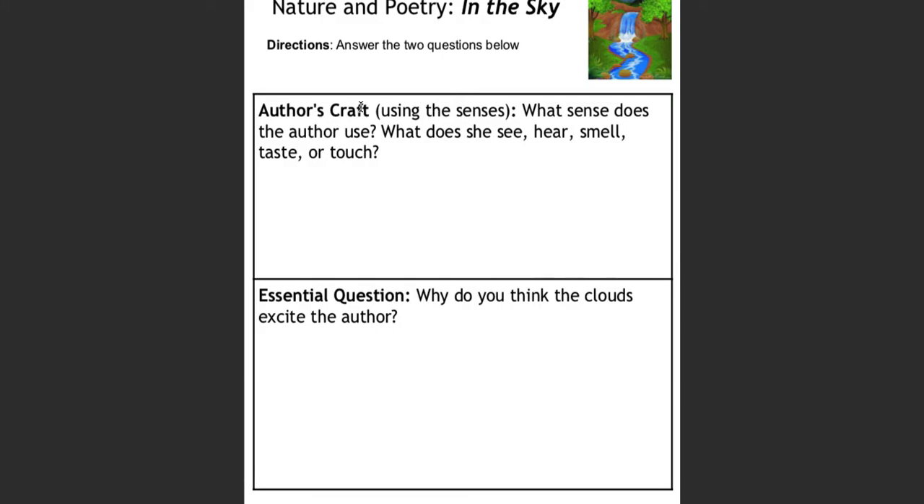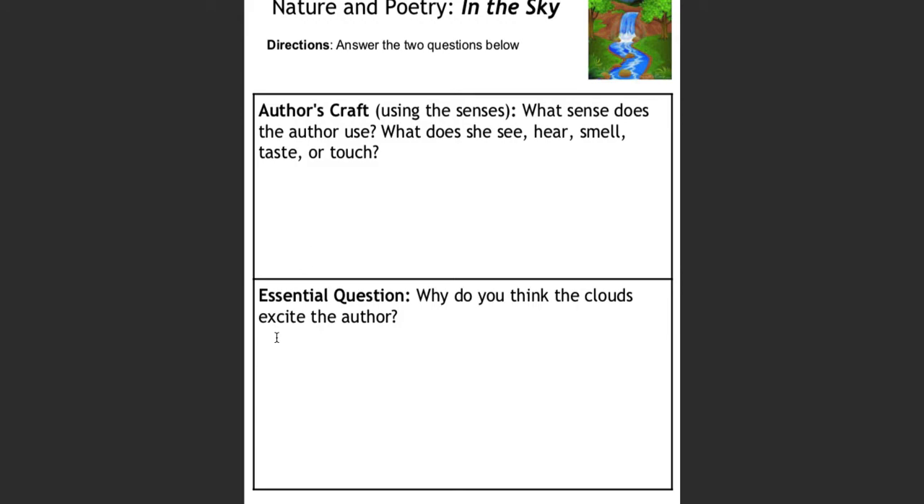So they're either going to be seeing different things, or hearing different things, or smelling different things, tasting different things, or touching different things. So you need to, one, figure out what sense they use, and two, figure out what it is that they do with that sense.